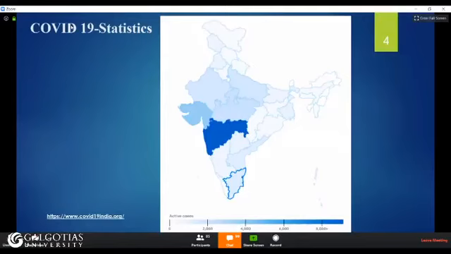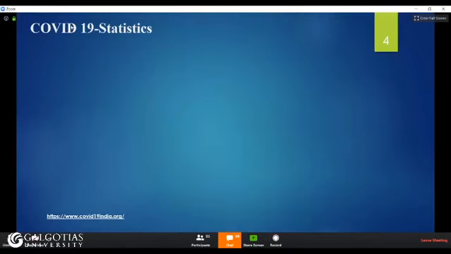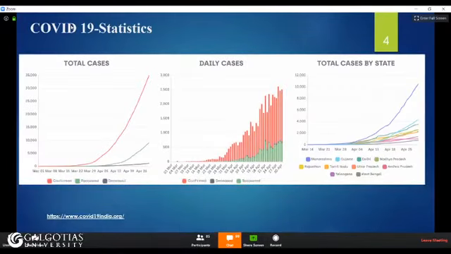To start with, we all know that this is where we are standing. The current graphs and images highlight the recent statistics till last night. I haven't updated today's morning part of it. If you look into the coronavirus and its spread across various parts of the country, you can see it's huge, with Maharashtra being one of the most affected parts in the entire country, followed by various states. And you can see it's a pandemic.